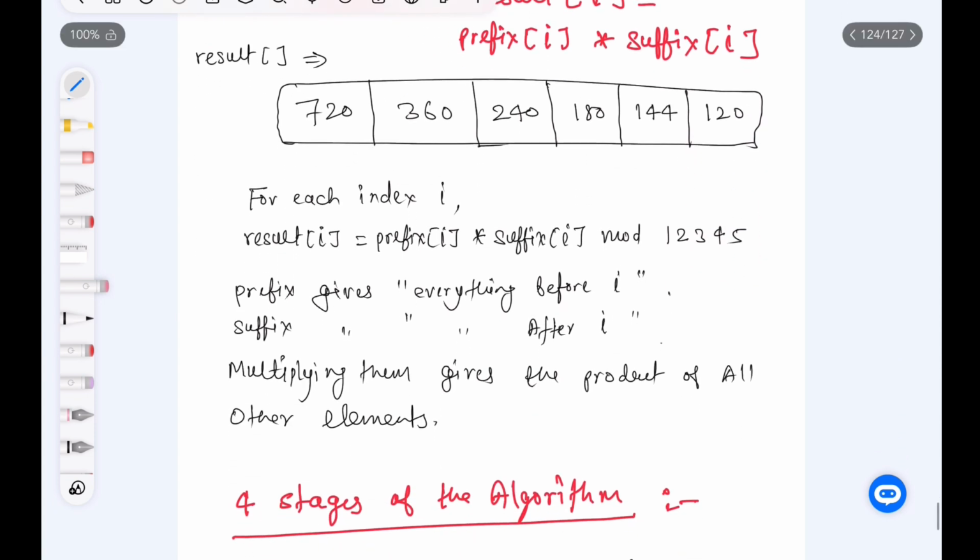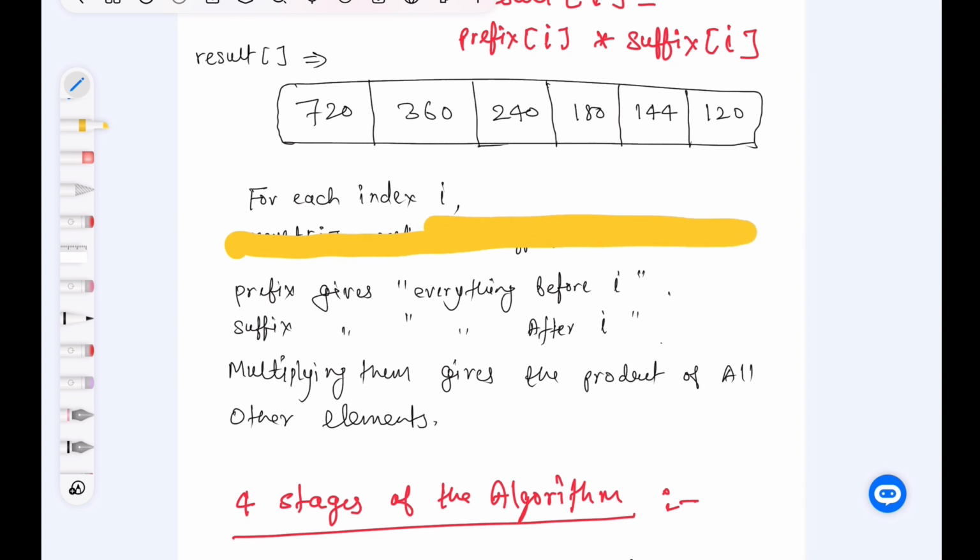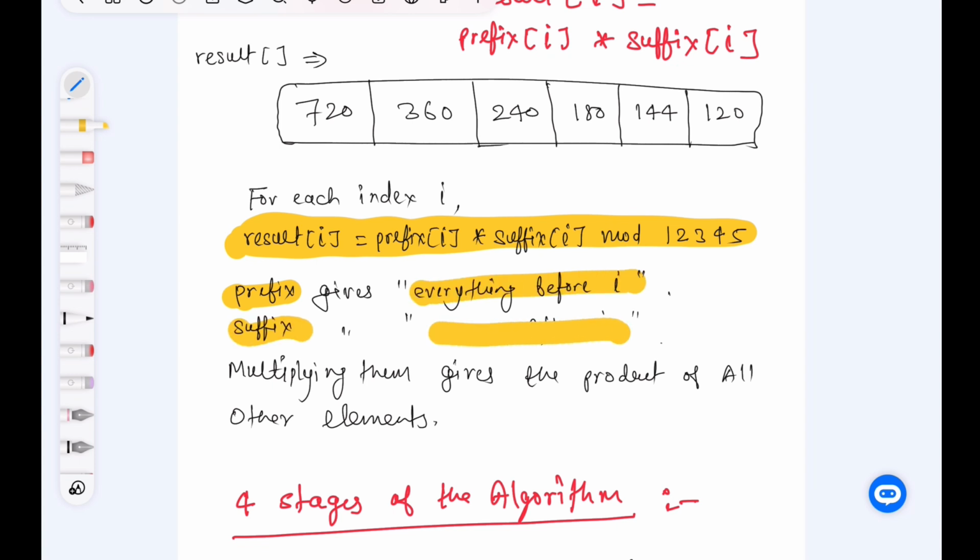So for each index I here, we'll calculate the prefix at I, the suffix at I, and then we'll take the mod. So this is what we have to calculate, guys. This is the result at I we have to find. So what does prefix do? Prefix gives you everything before I, and suffix gives you everything after I. And if you multiply them, it gives you the product of all other elements. So make sure that you understand why we are going to use this efficient approach.